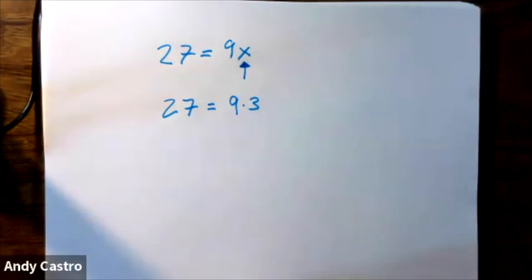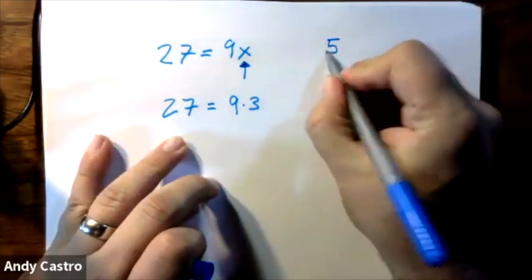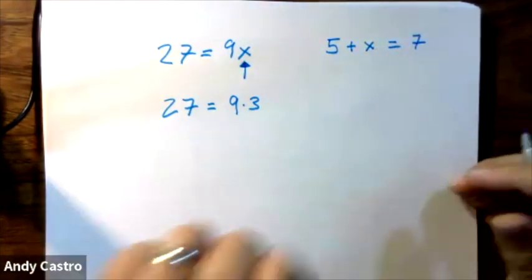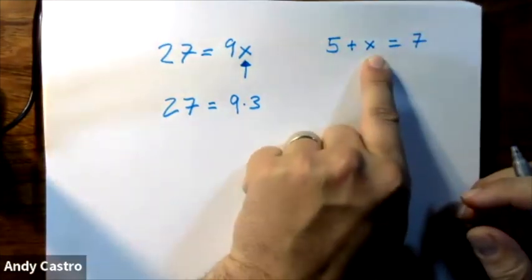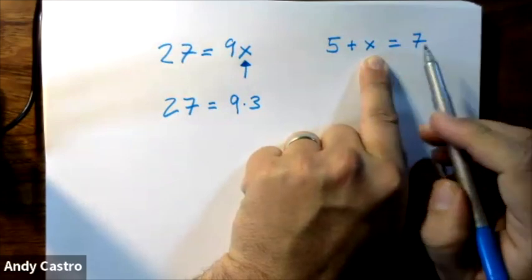So let me do it. Before I do this one, let me do another one, we'll start with some simple ones. So 5 plus x is equal to 7. I know that if I put a 2 in here, 5 plus 2, that's going to give me 7.